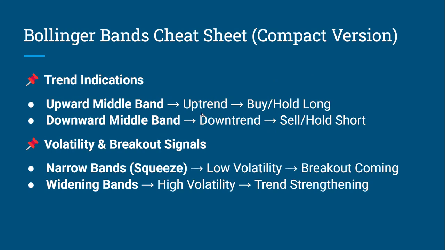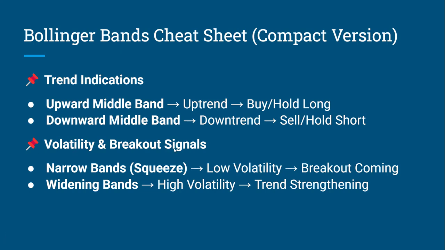Okay, I'm giving you the Bollinger Band cheat sheet. You should mark this and keep it on your desktop. The first trend indication: an upward middle band is an uptrend, buy, hold long. A downward middle band is a downtrend, sell, hold short.